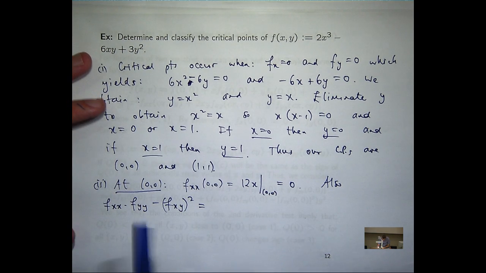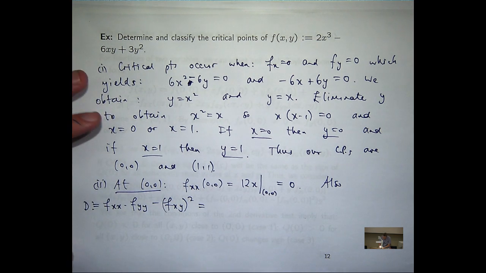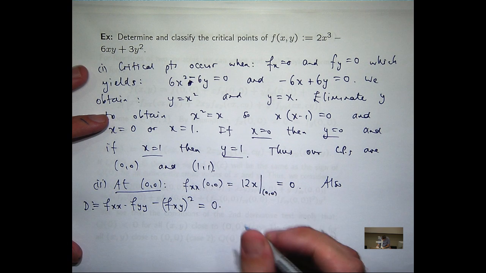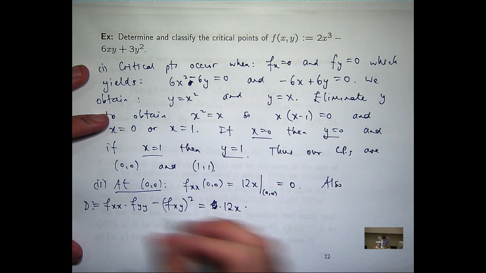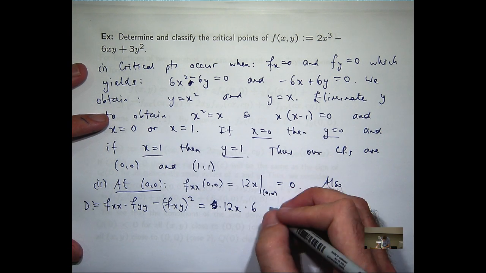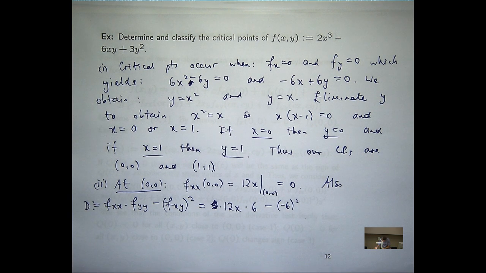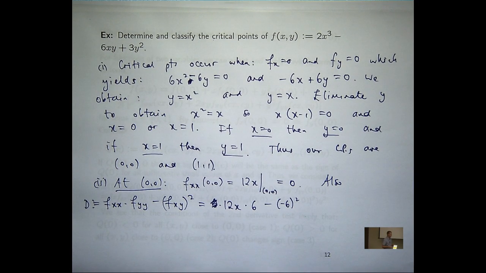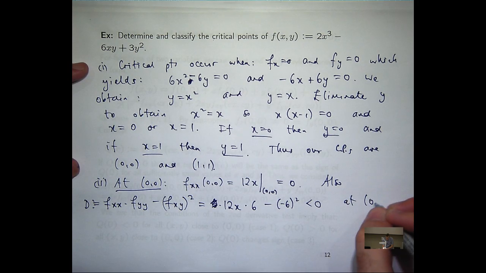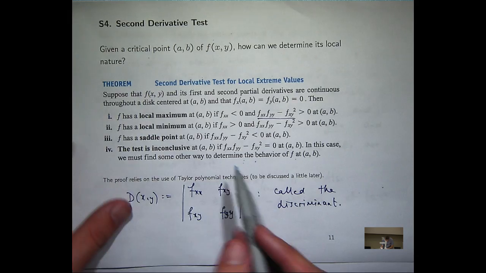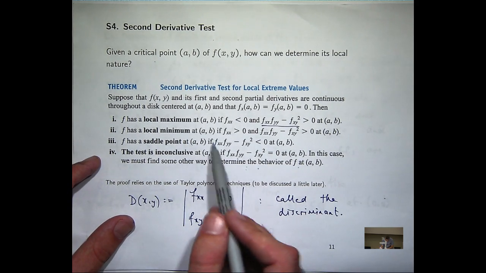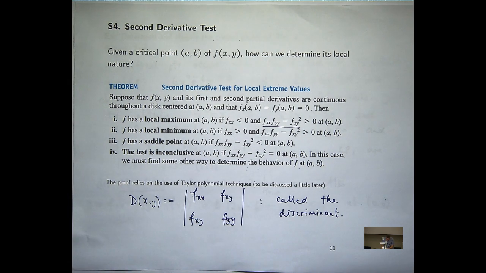So let's just write this out and then I'll evaluate it at 0. This is like my discriminant. Oh, hang on, no. Let's do it: 12x times 6 minus f sub xy, that's going to be something like minus 6, all squared. I can clean that up if I want to, but I don't really have to. At 0, 0, what's the sign on this going to be? It's going to be negative, right? So now all we have to do is go back and see: it's not the first case, not the second case, might be the third case. The discriminant is negative in the third case, so we can conclude that 0, 0 leads to a saddle point.